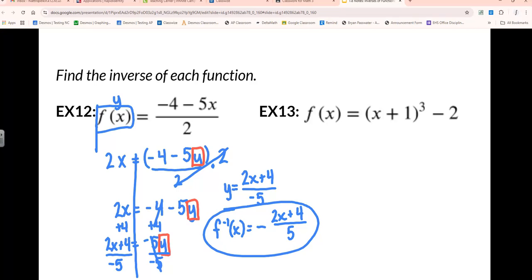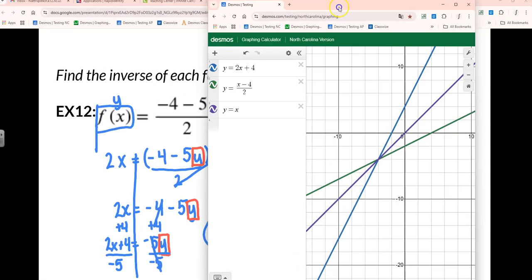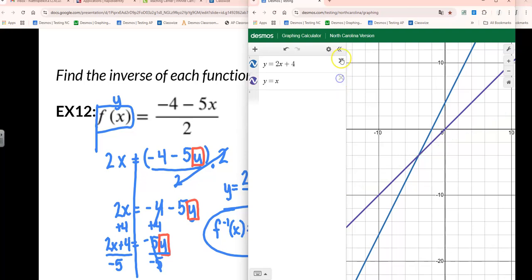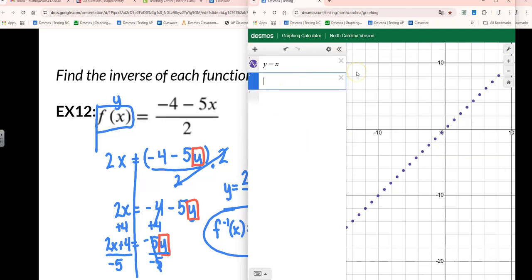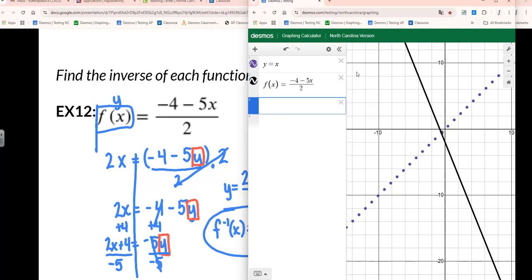Okay. To check this, we're going to graph it. So if we go to Desmos here, I'm going to leave that line, y equals x. In fact, I'm going to make it a dotted line. If you hit the gear and then hit this, you can make it a dotted line if you want. That way you remember that's the one you're looking for there. So we got f of x equals -4 minus 5x over 2. And then I'm just going to call it g of x instead of f inverse because it doesn't like that. Or you can call it y equals.